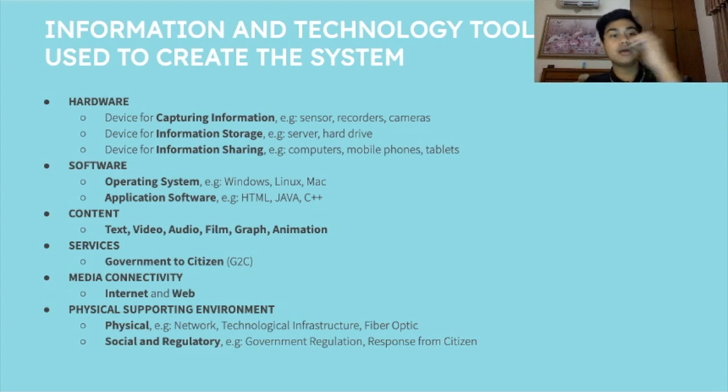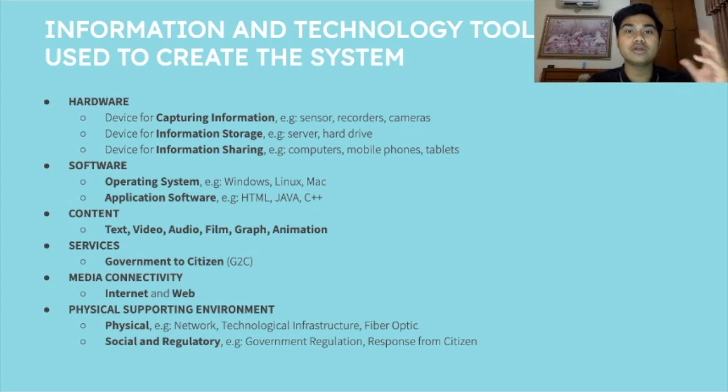Okay, for the software, they use the operating system and application software. For the operating system, they use Windows, Linux, and Mac. And for the application software, they use HTML, Java, and C++. Okay, for the content, they use text, audio, video, animation, graphs, and also film.